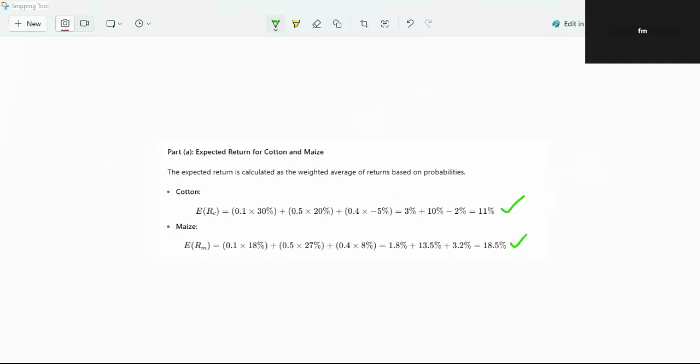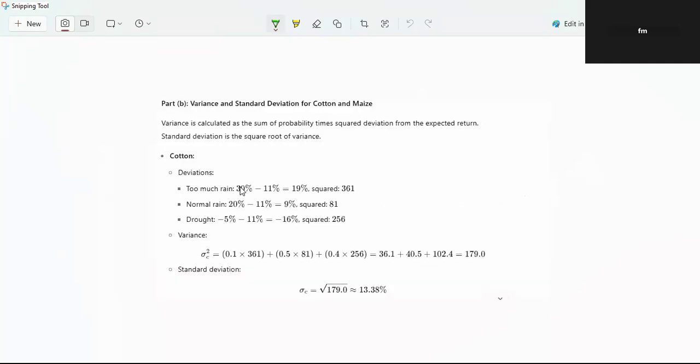All right. Then we go to our variance. For the variance, we said what? For each return, you subtract the expected return. Since here we found 11%, you subtract it from each of them. 30 minus 11% is 19%. Then you square it, and you multiply this by the probability, 0.1 times that. Then 20% minus 11% is 9, you square it, 81, and multiply by the probability, 0.5.